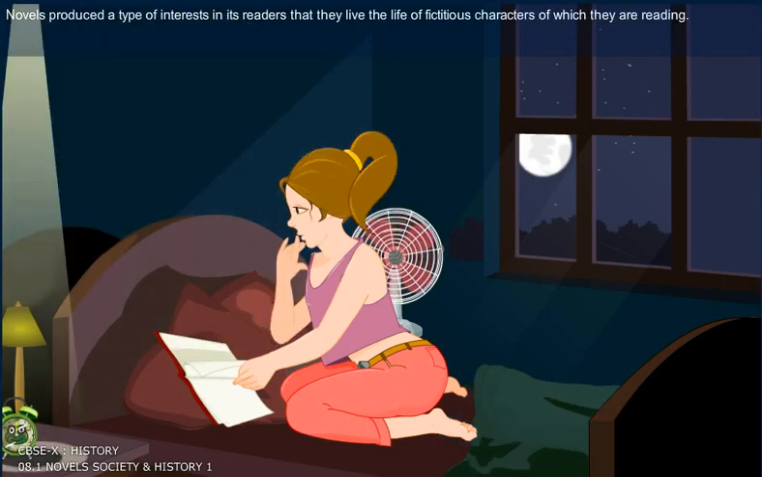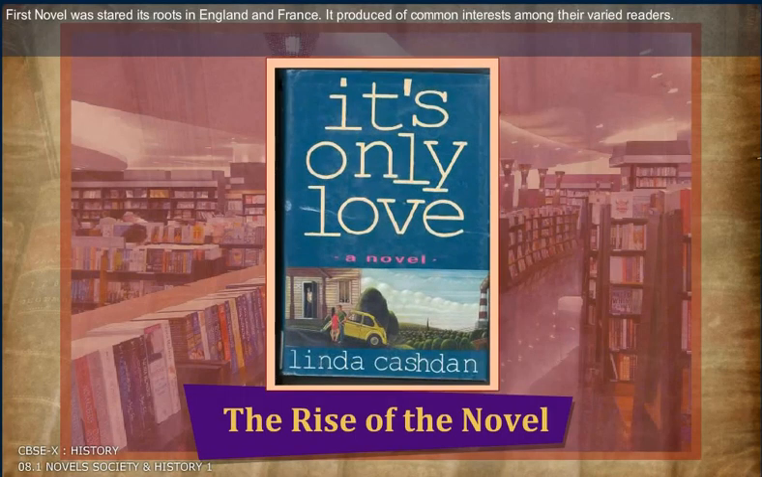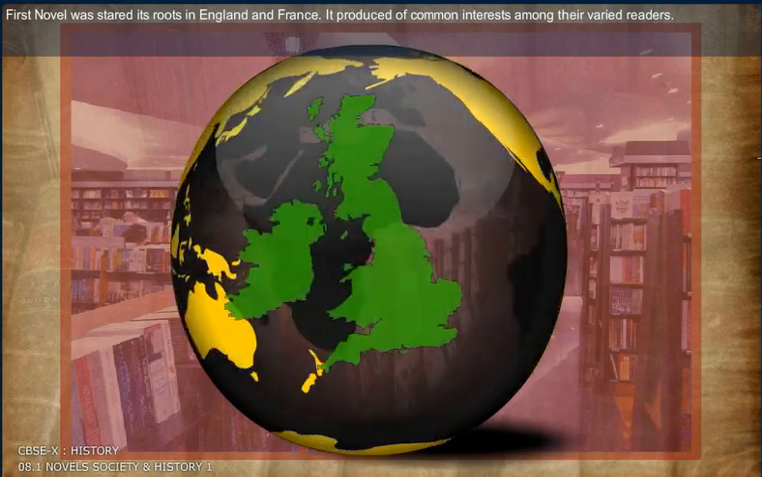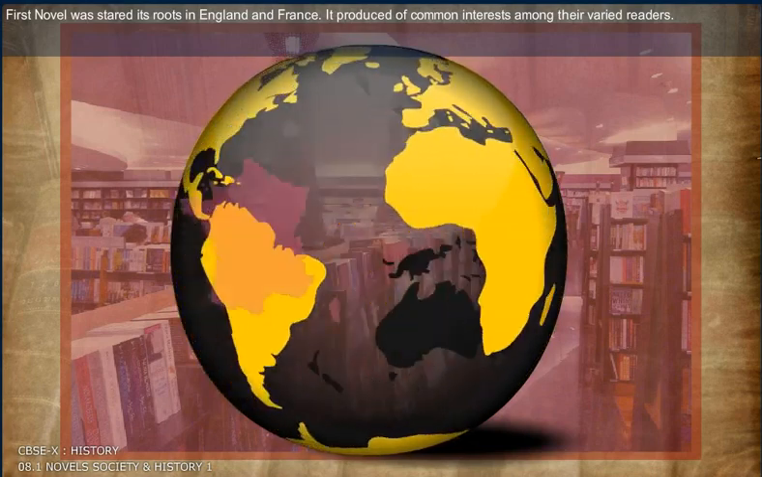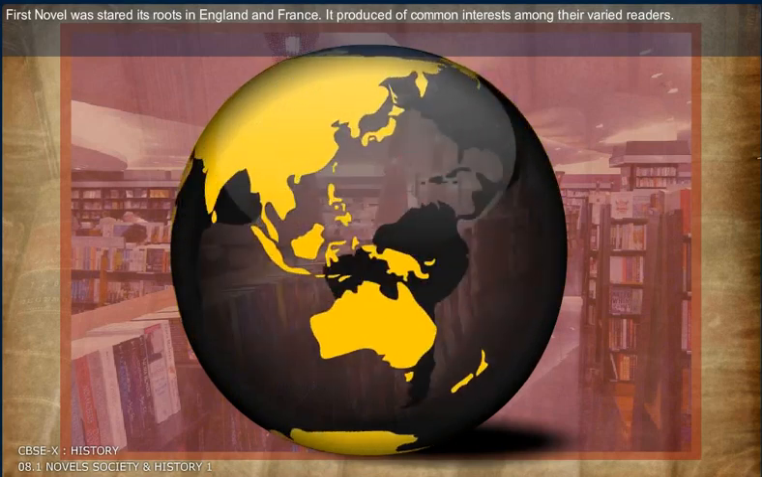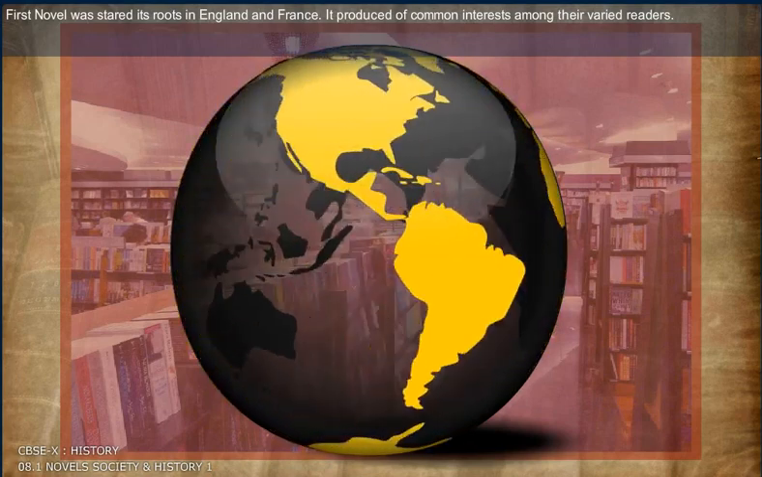Novels produced a type of interest in their readers, so that they lived the lives of the fictitious characters they were reading about. The first novels had their roots in England and France. They produced a common interest among their varied readers.